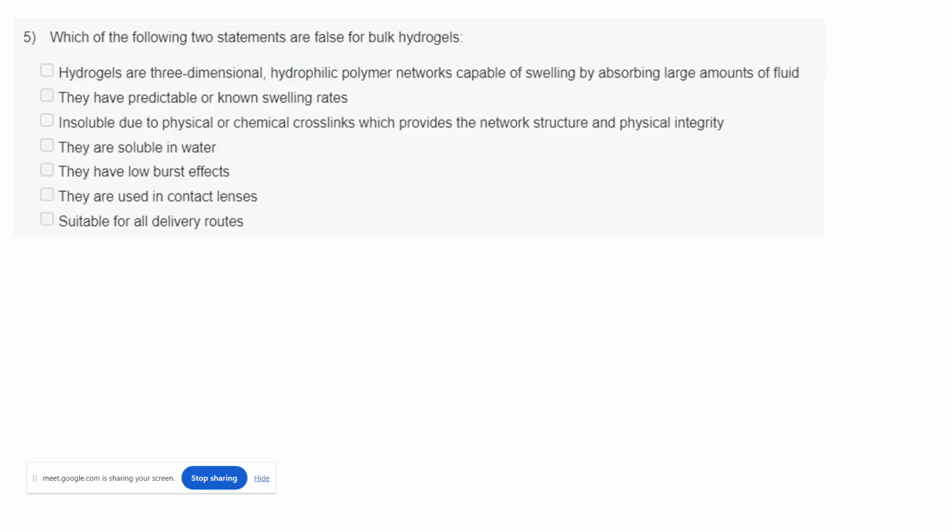Okay, here is the next question. Which of the following two statements are false for bulk hydrogels? I'll give you some time to go through the options and let me know what you think the correct answer is.